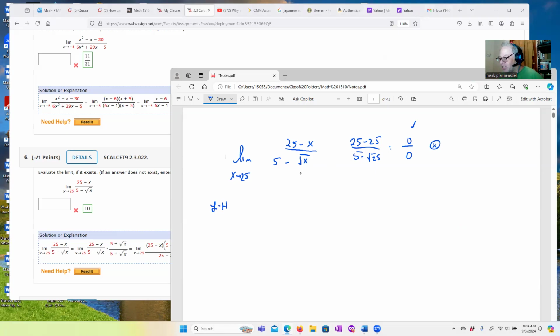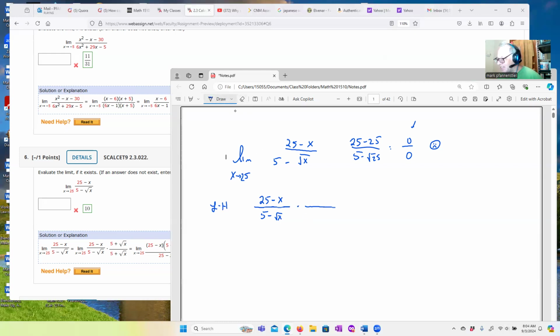So what you're going to do in a situation like this, especially with fractions, is ask: can we multiply by the conjugate? Can I take this 25 minus x divided by 5 minus the square root of x, and multiply by 1, which is often the hint that I give you folks when you say, hey, I don't know what to do. I know that's not a very effective hint, but that is exactly what we want to do.